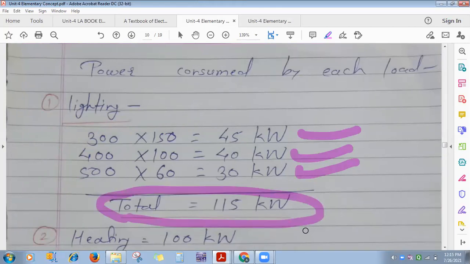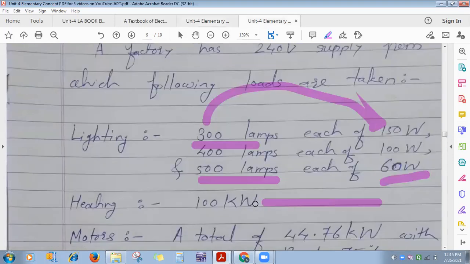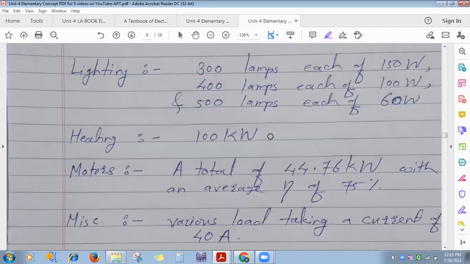Next one is heating load. For heating load, they have directly given its power rating, 100 kilowatt. The power is already given here, and the number is not given, means they have given only the total power consumed for the heating type of load, for example, a heater.